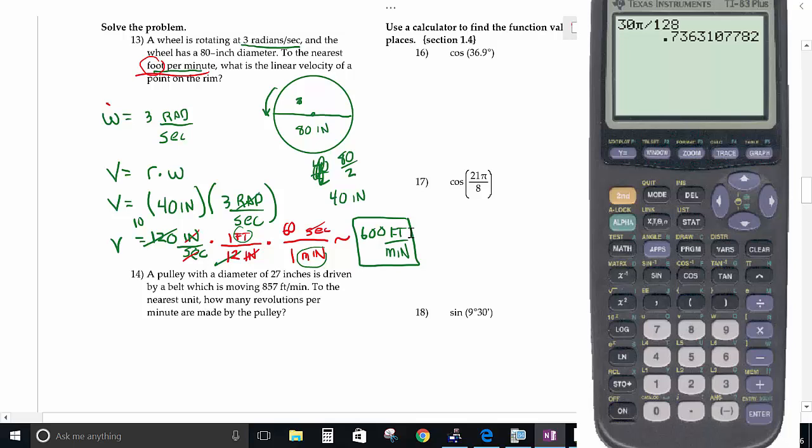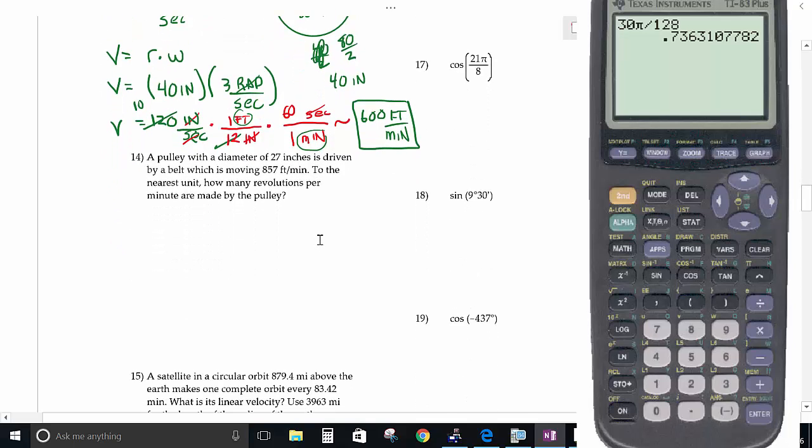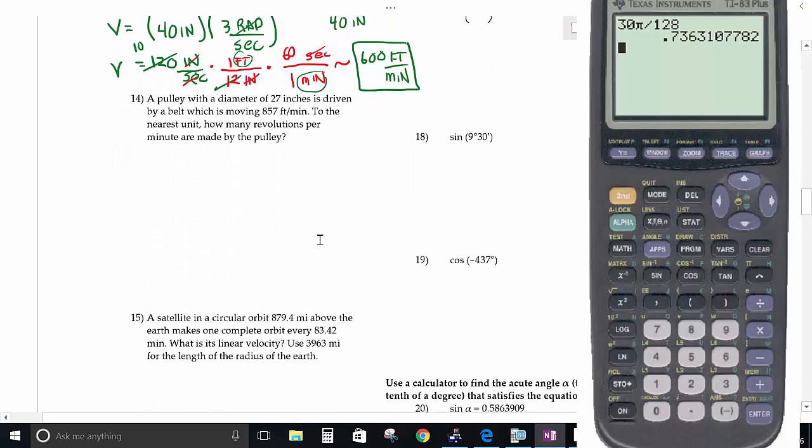So you've got to know what you're given and what formulas get you there, primarily. Okay, now this next one has another thing with the pulley. This says the pulley has a diameter of 27 inches. It's driven by a belt, which is moving at 857 feet per minute. So we're going to find how many revolutions per minute are made in the pulley.